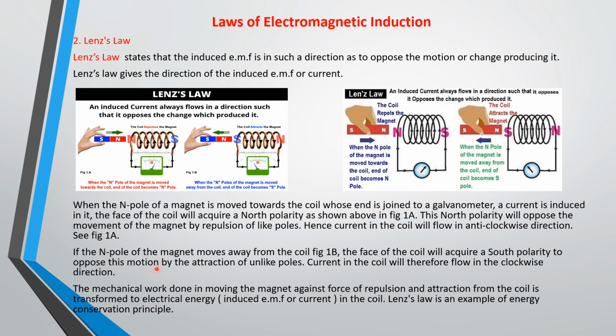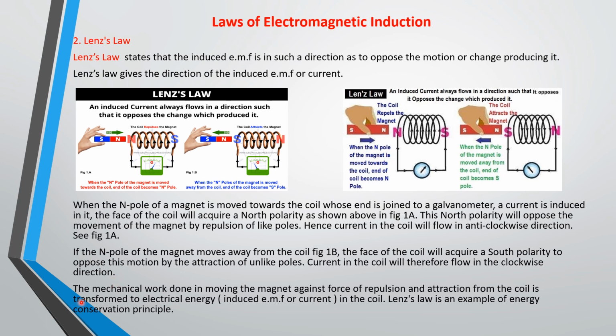So if the north pole of the magnet moves away from the coil, as shown in this place, the face of the coil will acquire a south polarity to oppose this motion by the attraction of unlike poles, as we have discussed. Current in the coil will therefore flow in the clockwise direction. Look at it here. I hope you are seeing it. I brought this one too so that it will be clearer for you to see.